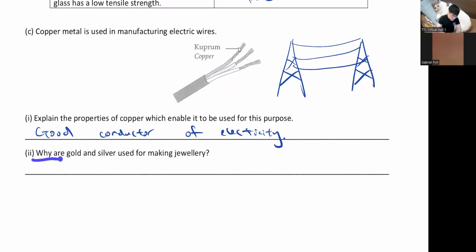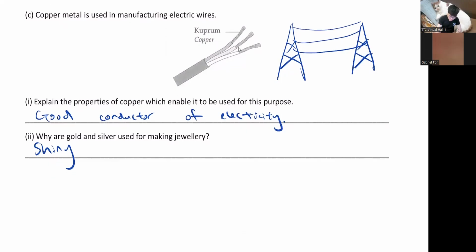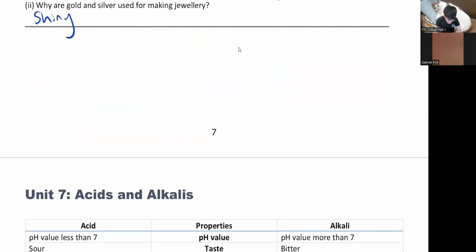So number two, why are gold and silver used for making jewelry? That's a very good question. Because they're shiny. They're bling bling. For the longest time, shiny usually means expensive. Shiny usually means status, right? This is why gold and silver, for the longest time, even till today, are used to flex your wealth, to tell people that you're rich, just in case they don't know. So that's why we use gold and silver, to put the bling bling on you so that you look rich.